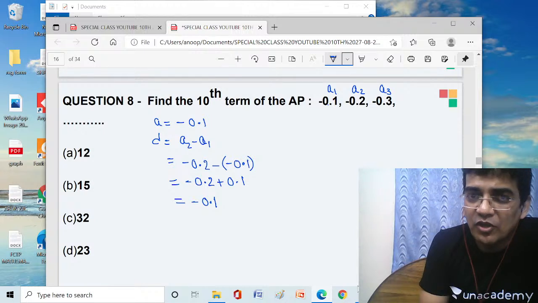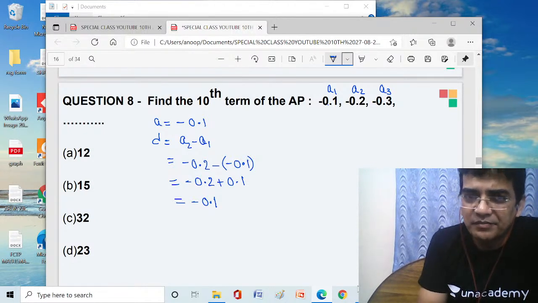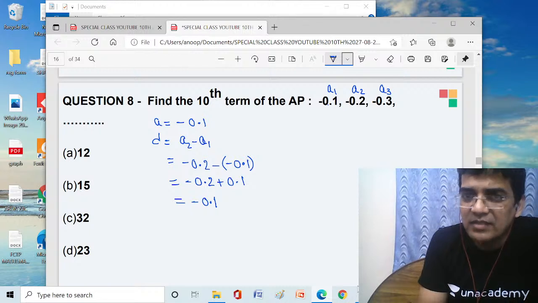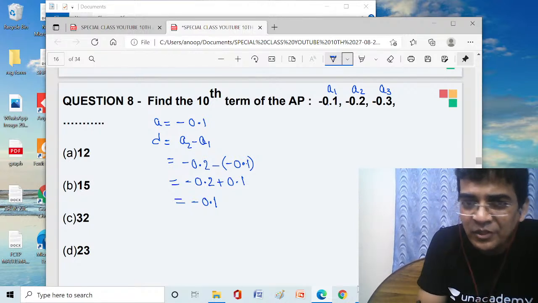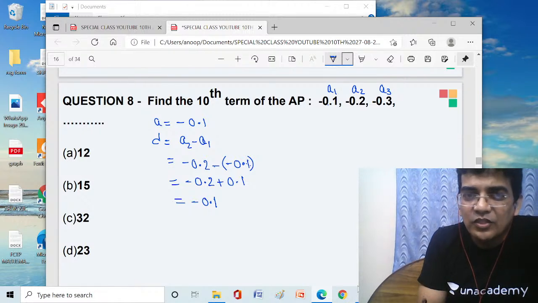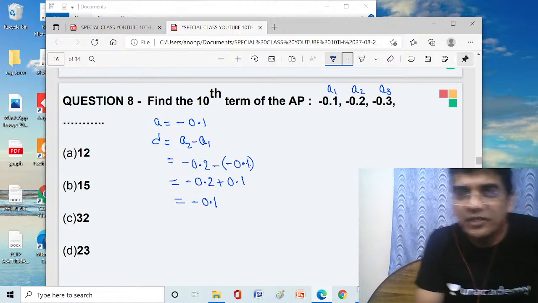And the formula for the common difference, if the consecutive terms are given to you, is simply A2 minus A1. So this is A2, minus 0.2. From it you have to subtract minus 0.1. See, when I'm subtracting negative 0.1, it will become positive on opening the bracket. So minus 0.2 plus 0.1 will give me minus 0.1. So this is the common difference I've got. So A and the common difference are known to me.